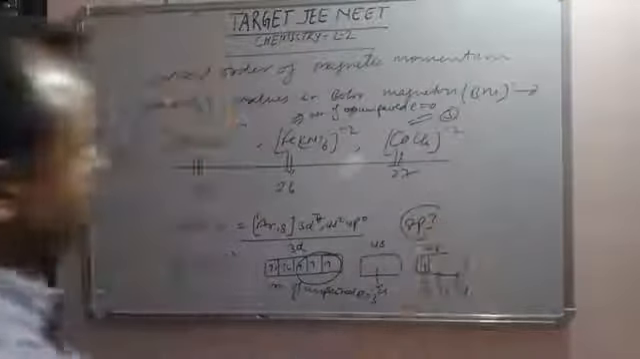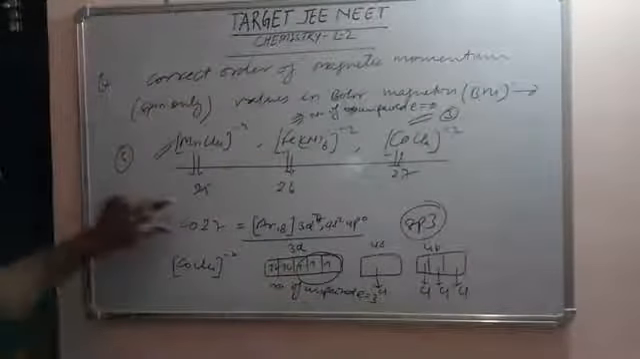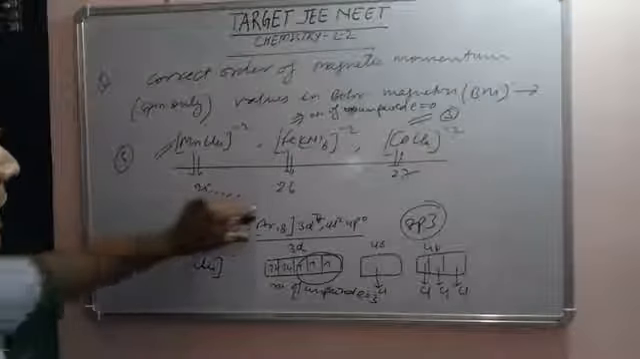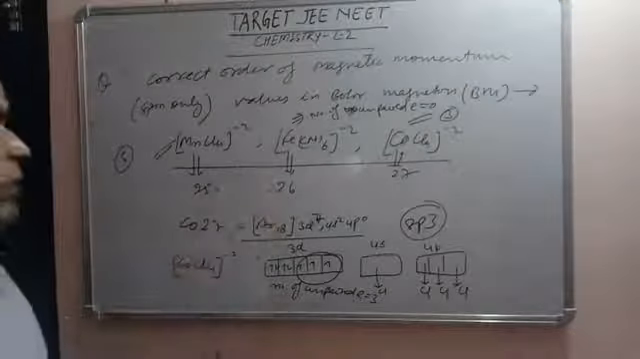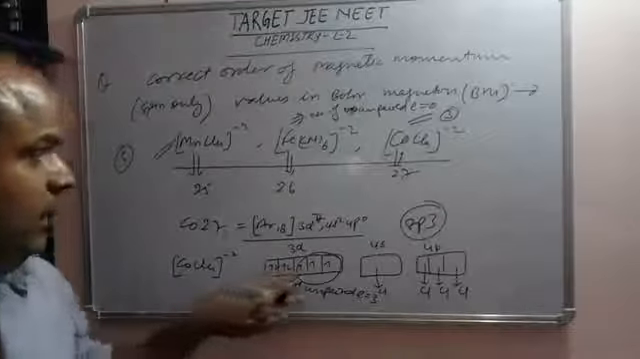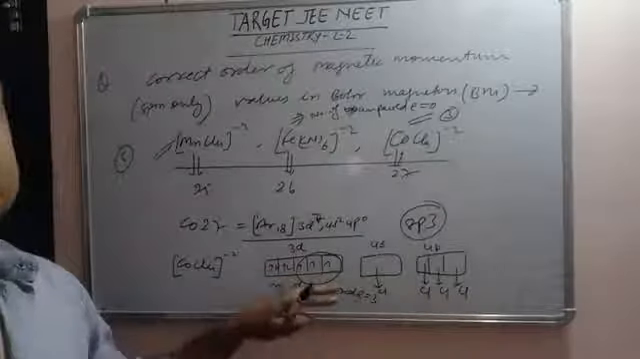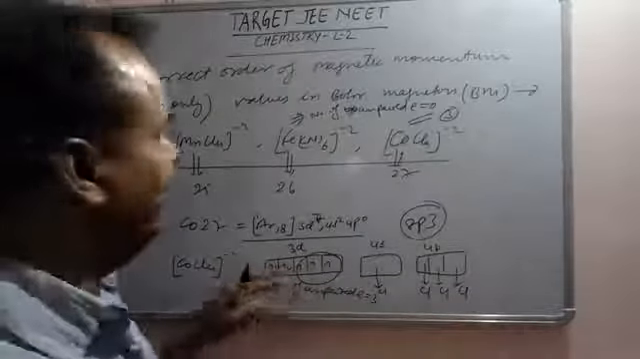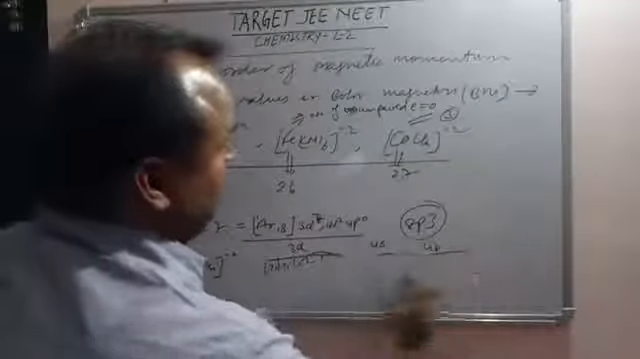meaning a tetrahedral structure. So if you have a clear idea about electronic configuration and distribution of electrons in their orbitals, it's a very easy step to find out the answer.